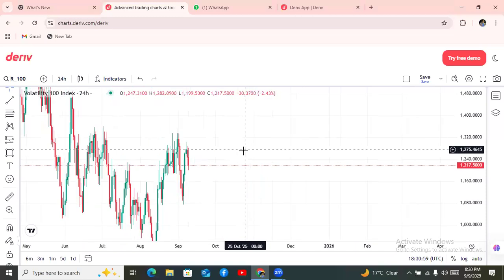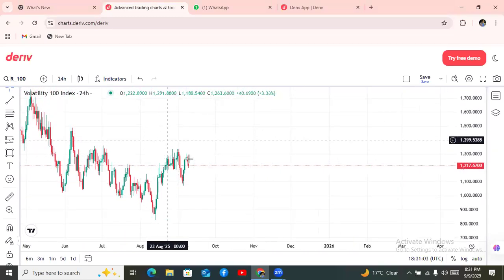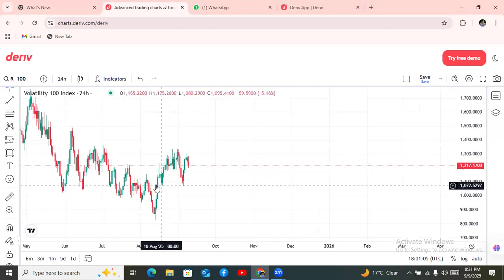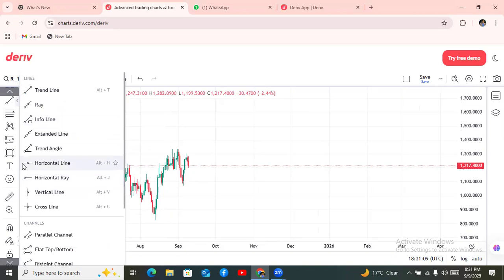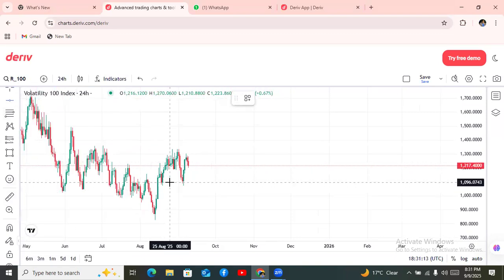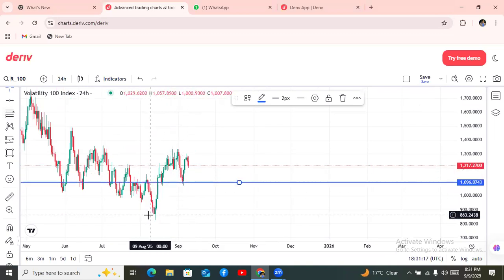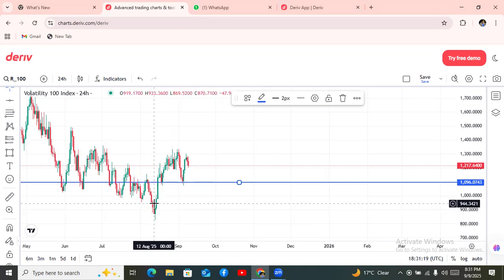So I go to my daily time frame. This is my daily time frame. I identify my current high and my current low. Okay. My support, that is my support. That is my current support. This one is too far. I'm not interested in that level.